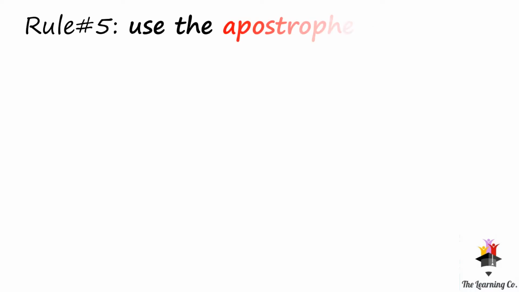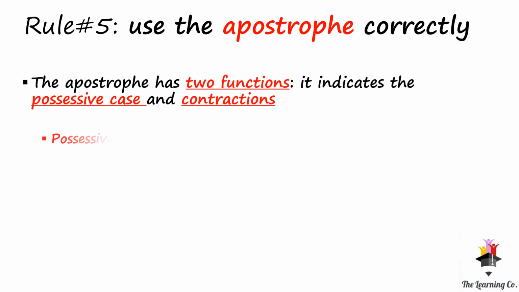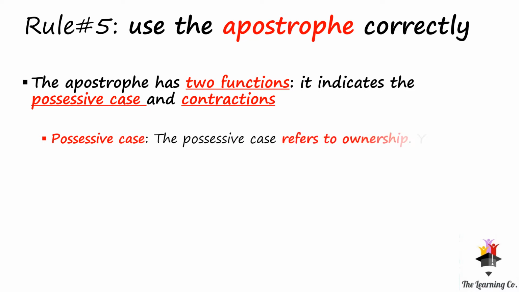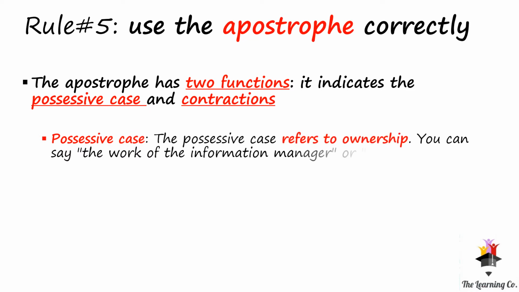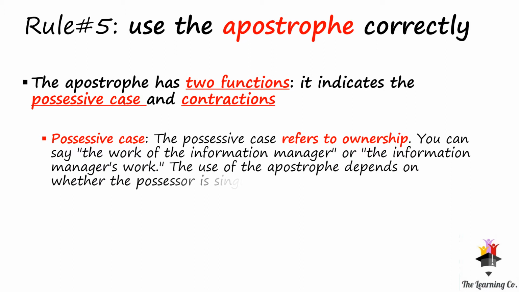Rule number 5. Use the apostrophe correctly. The apostrophe has 2 functions. It indicates the possessive case and contractions. Possessive case refers to ownership. You can see the work of the information manager or the information manager's work.